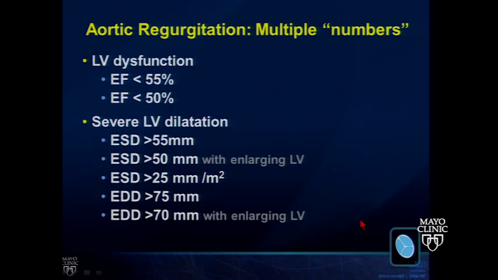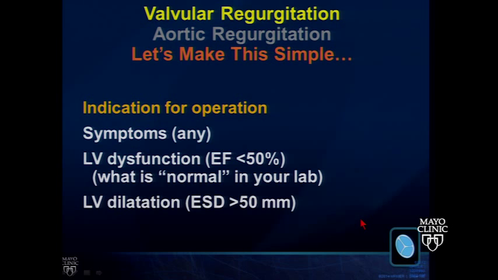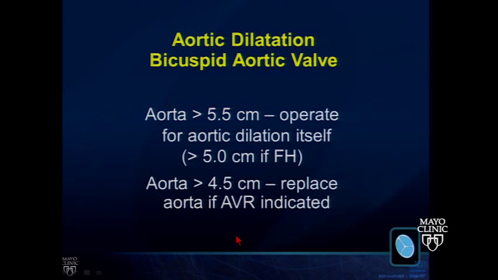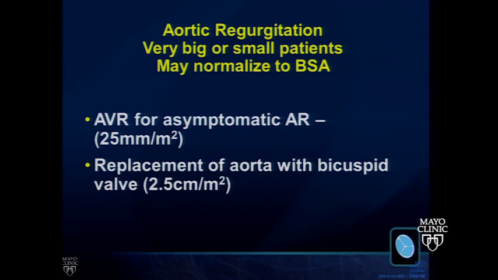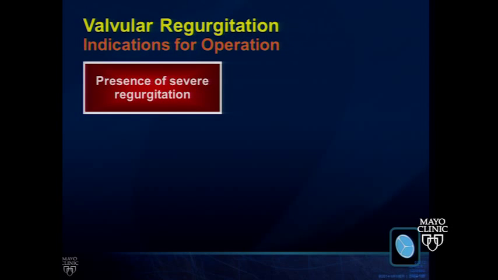So there are a lot of numbers used throughout the multiple studies, but something to remember very briefly is that you operate for any symptoms, you operate if your EF is less than 50, and you operate if your end systolic dimension is greater than 50. Very, very simple. And the aorta we already talked about with a bicuspid valve. Remember that sometimes you can have very small patients, so you might want to normalize to body surface area: 25 millimeters per meter squared for AVR, and for replacement of the aorta it is 2.5 centimeters per meter squared.